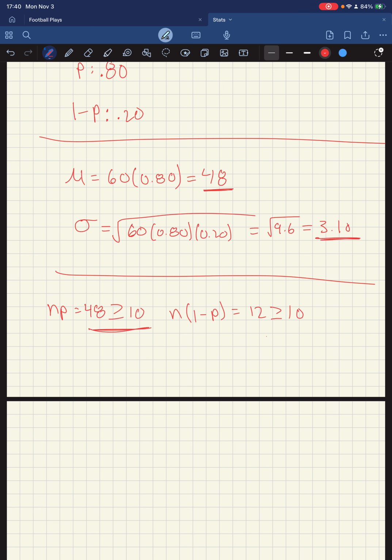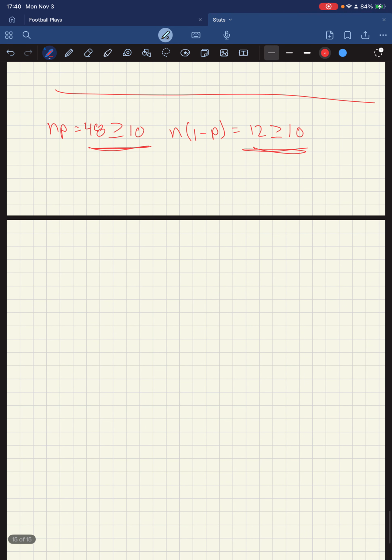So part 4, use the normal approximation to estimate the probability that she makes at least 50 shots. So P of x greater than or equal to 50. P of y greater than 49.5, where y is normal with mean 48 and standard deviation 3.1.